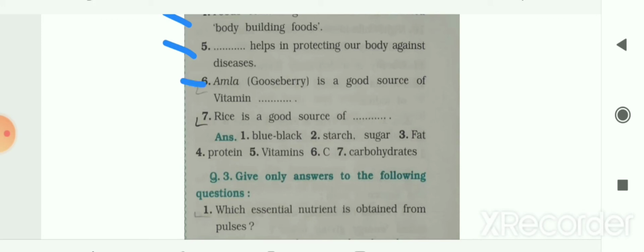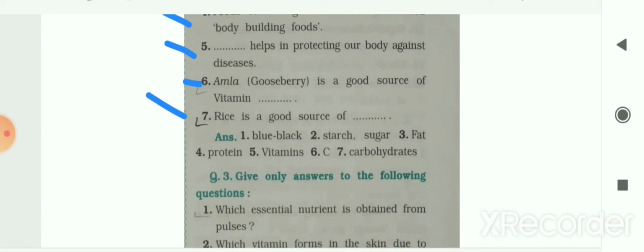Next is amla or gooseberry is a good source of vitamin blank. So amla is a good source of vitamin C. Your answer is vitamin C. Next is rice is a good source of blank. So rice is a good source of carbohydrates. So your answer is carbohydrates. Here the answers of the fill in the blanks are given to you.